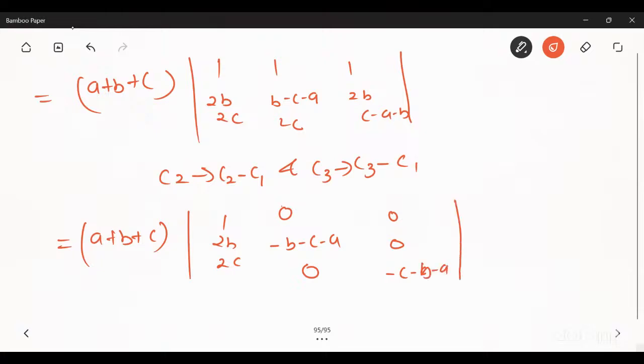Now if you expand by determinant R1, you will get a plus b plus c into minus of minus 1 whole square, a plus b plus c whole square. So you will get a plus b plus c whole cube as the value of that determinant.